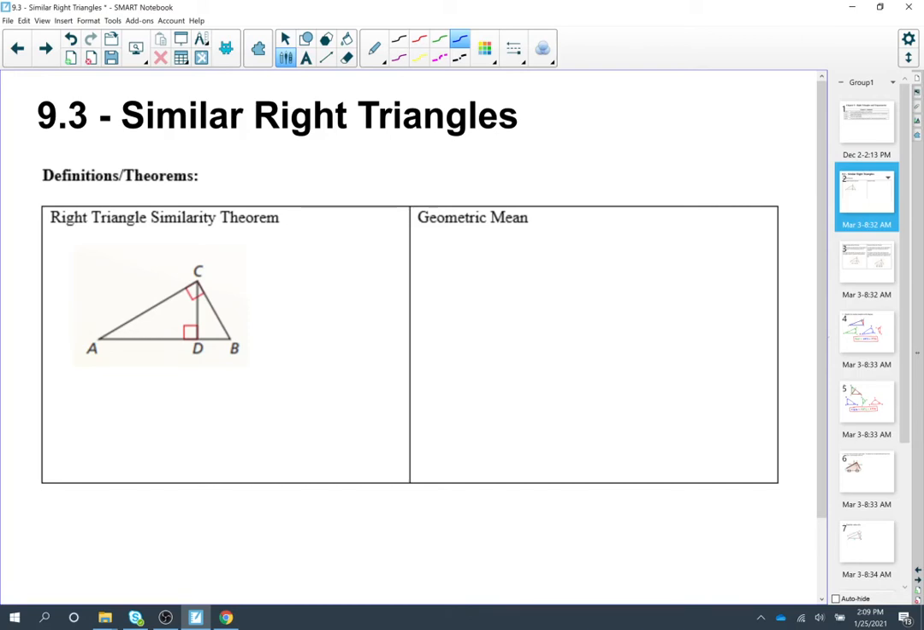9.3 similar right triangles. Now we're going to come back to this idea of a geometric mean. Now, geometric mean has that word mean in it, which should be ringing a bell, and the word coming to your mind should be average. But this time the only difference is we have the word geometric in front of it.